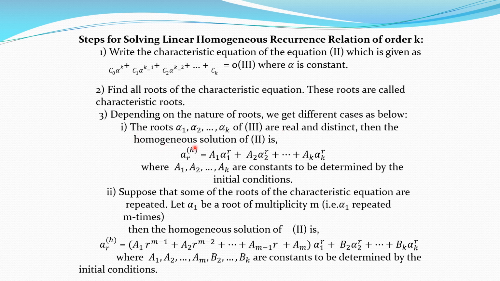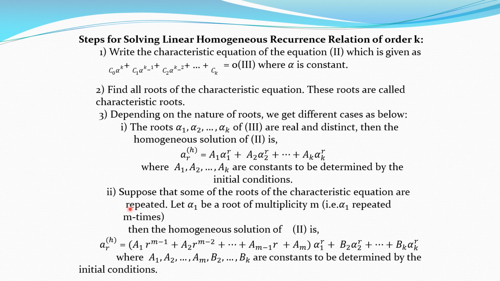Then the homogeneous solution of the given recurrence relation, a_r^(h), h for homogeneous solution, is a1 alpha 1^r + a2 alpha 2^r + ... + ak alpha k^r, where a1, a2, ..., ak are constants to be determined by the initial conditions. As there are k roots, there will be k constants a1, a2, ..., ak in that homogeneous solution. But we can write this solution only if all these roots are different and real.